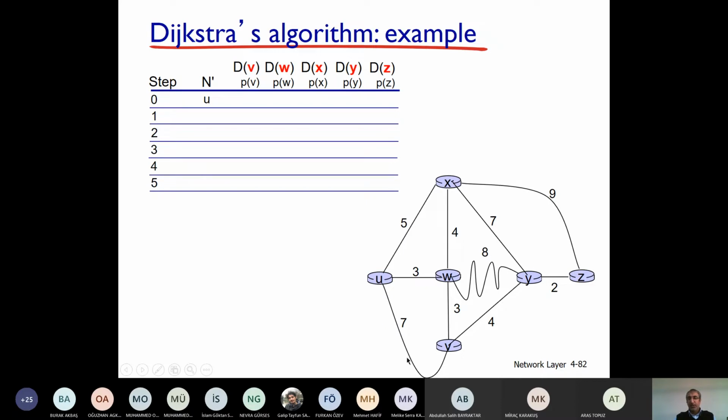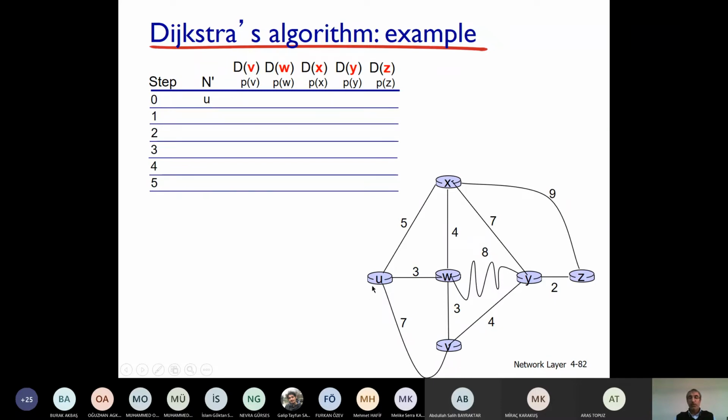And this is our sample network, which consists of U, X, W, V, Y, Z. So we have 6 routers in this case. And the link cost is shown on the network figure as you see. For instance, the link cost between U and X is 5, U and W is 3, and U and V is 7.